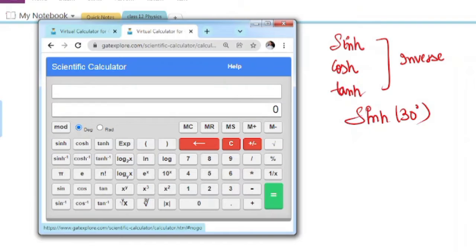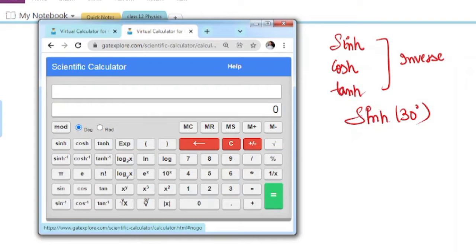If you want to calculate tan hyperbolic inverse of 30, or 45, or anything else, just put the number here and tan hyperbolic inverse. Okay, you have to put a valid number here. Just put the number 45 and tan hyperbolic inverse.